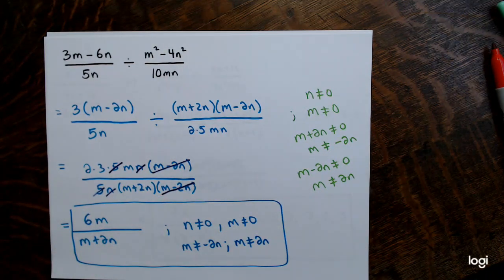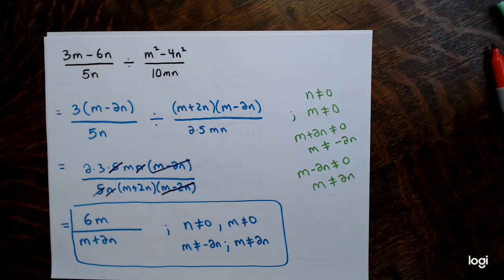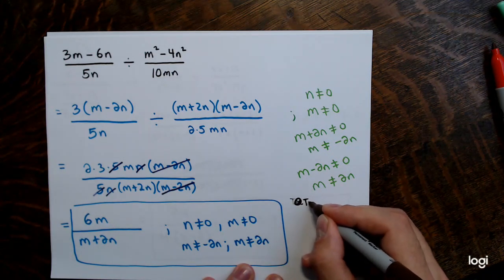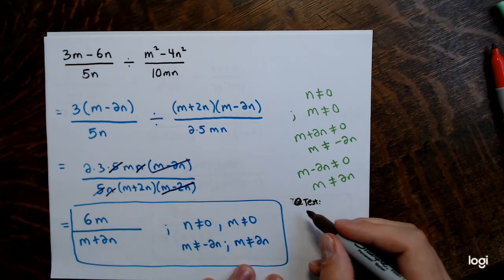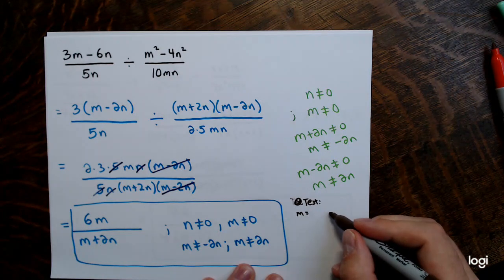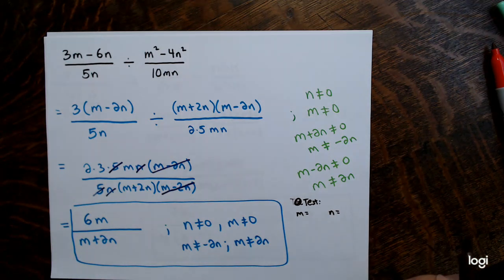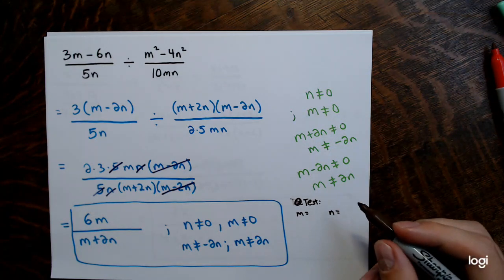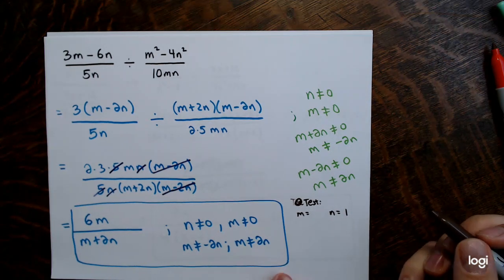Okay, and let's actually test this one, just with one off to the side here. I'm going to choose a value for m and a value for n, and we're going to check them. Now again, neither of these can be 0. And let's say I chose 1 for n.